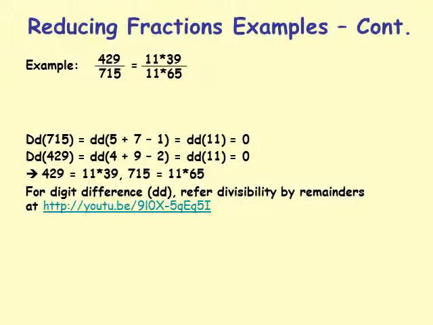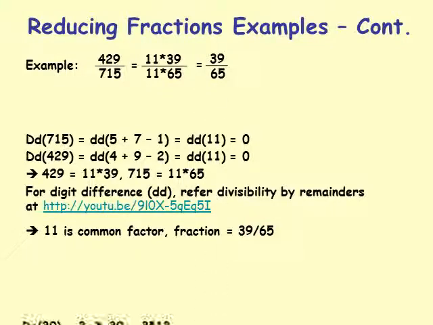So we have 11 times 39 for the numerator and 11 times 65 for the denominator. 11 is a common factor, so we cross that out. The equivalent fraction is 39 divided by 65.